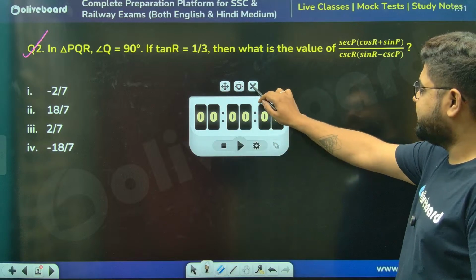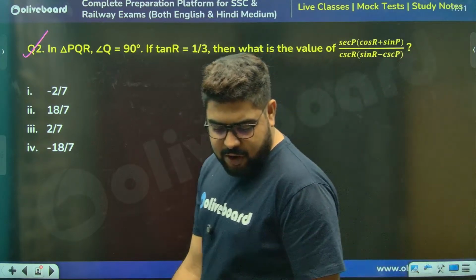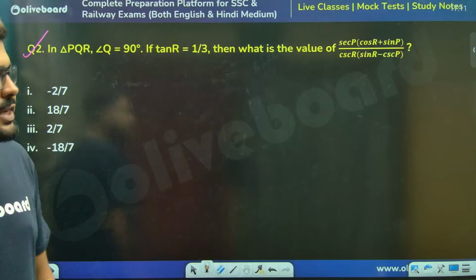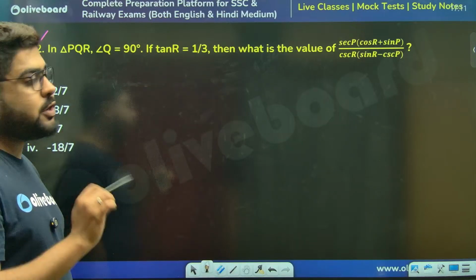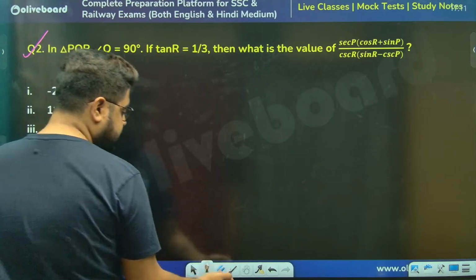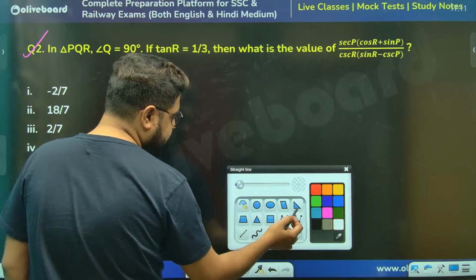Done, sir. 40 seconds. I have not got any answers as of now. Chalo, sir, let's see. Good question. Very good quality question, sir. Triangle PQR, there is 90 degree. Chalo, sir, ठीक है.